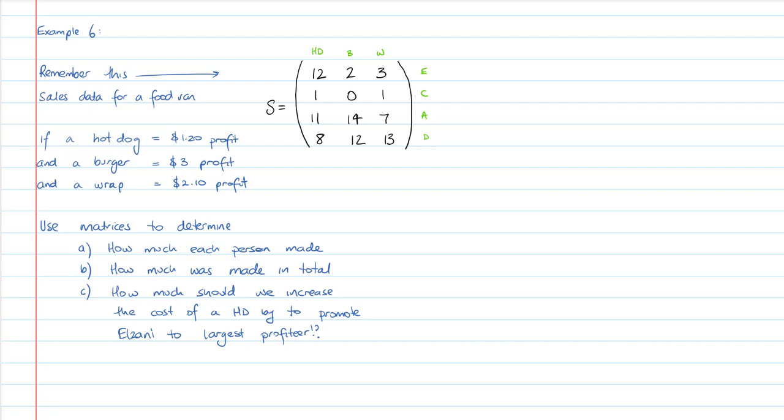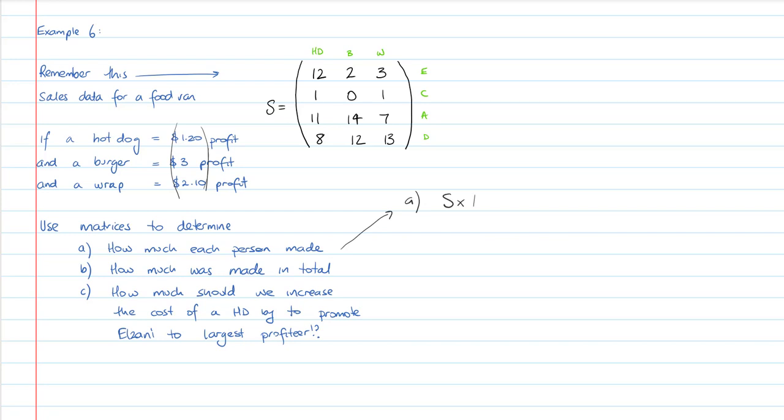How much does each person make? I'll do this as part A over here. I'm going to start by defining a new matrix, which will be my profit matrix. I'm going to do this as a column matrix, with the profit values there as a column matrix. I need to do it as a column matrix because then I'm going to multiply S by my profit matrix.